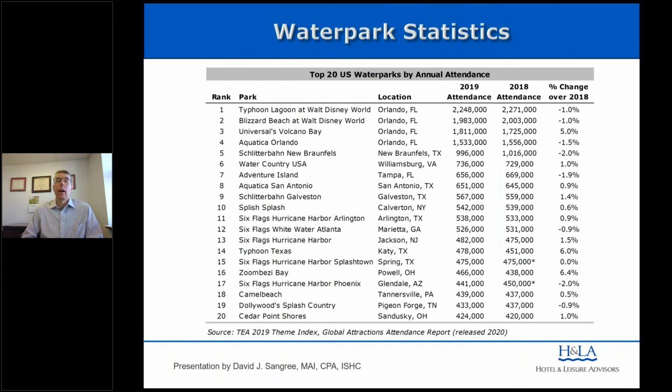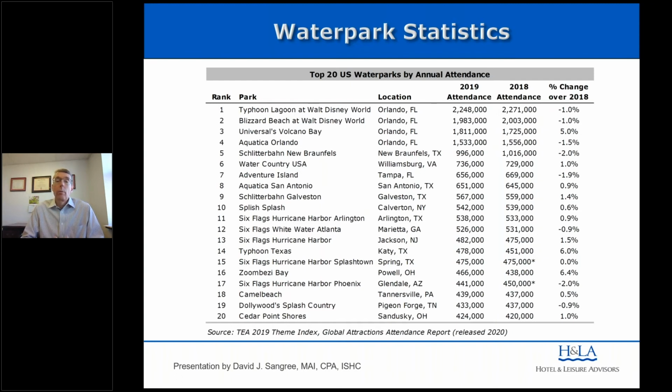As you can see, the properties in Orlando achieve a much higher attendance than properties in the rest of the country. And this is primarily because the ones in Orlando are open nearly year-round, while the rest of the country are open between Memorial Day and Labor Day. And so their season is much shorter.